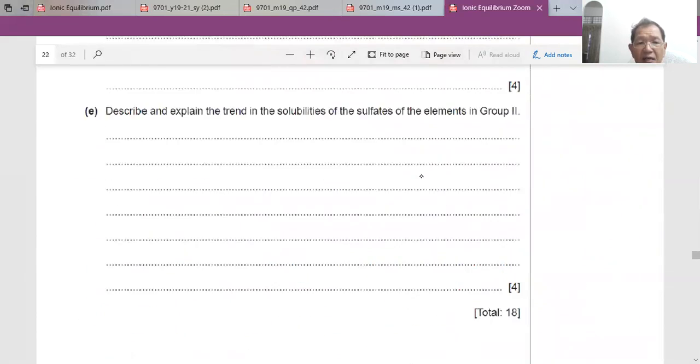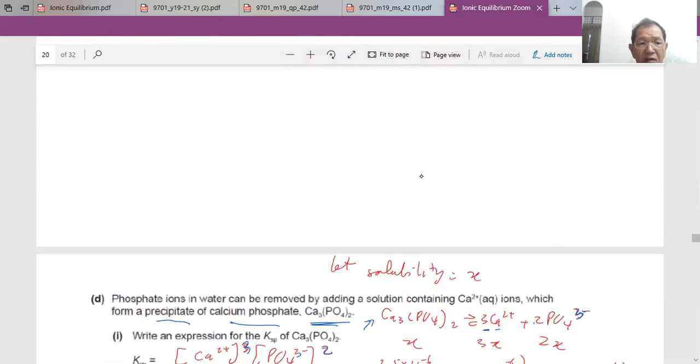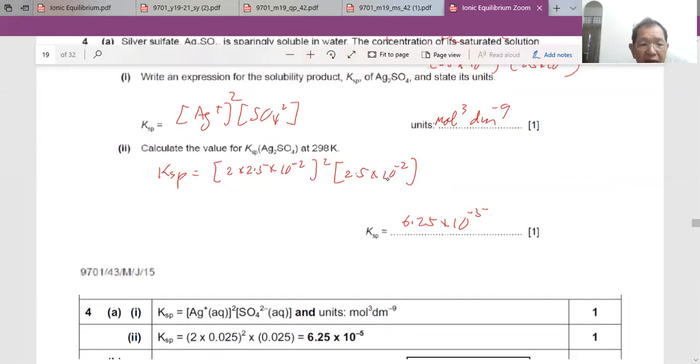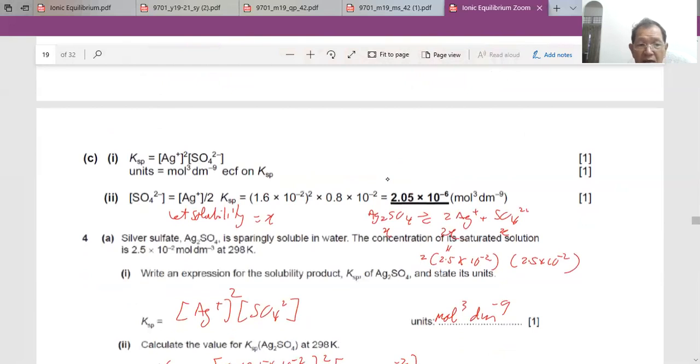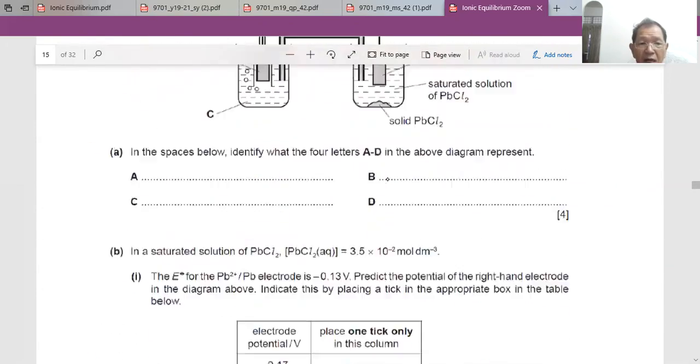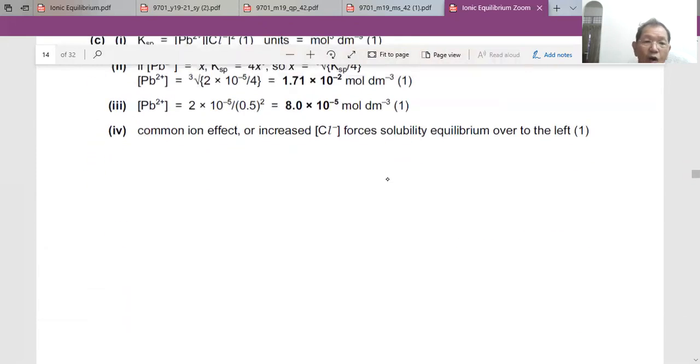You can see how the answer is here. Quite often asked. Due to the common ion effect, precipitate will form, shift to the right or shift to the left, put the equation. Due to the common ion effect, and the underlined word here means you need to write it there. It's always a common one, so you better get prepared for it. See again: common ion effect, increase in concentration forces solubility to shift over to the left. It's better to put the equation here.